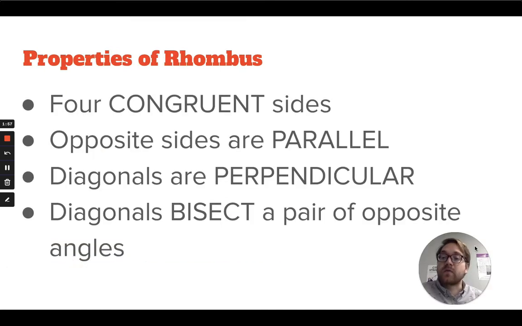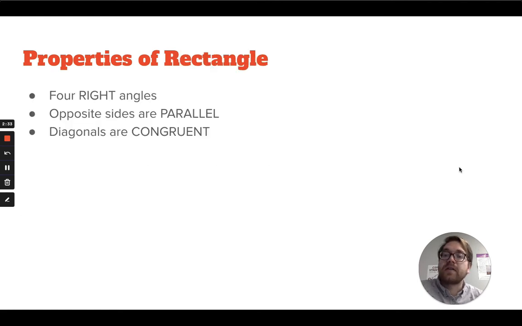So here are the properties of a rhombus. As we said, it has four congruent sides, and just like a parallelogram, opposite sides are parallel. Specifically for a rhombus, the diagonals are perpendicular. So when the diagonals bisect each other, they're actually bisecting each other at a right angle, at 90 degrees. And also the diagonals bisect a pair of opposite angles. So from one vertex to the other, the diagonal through the rhombus is actually bisecting, or cutting, that opposite angle in half.